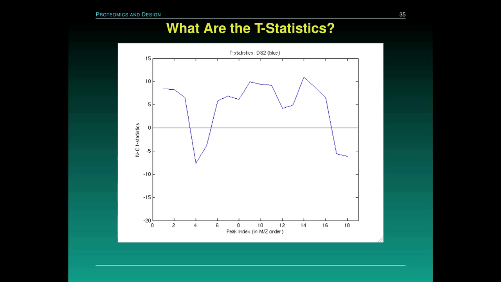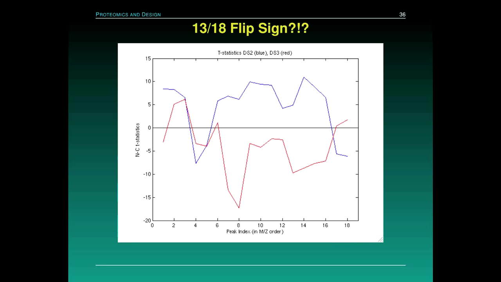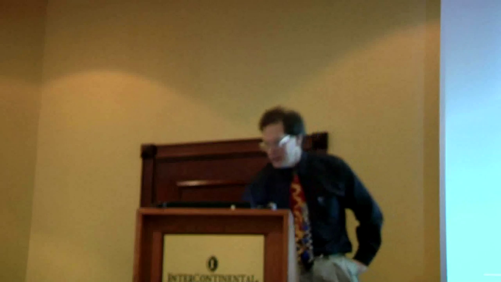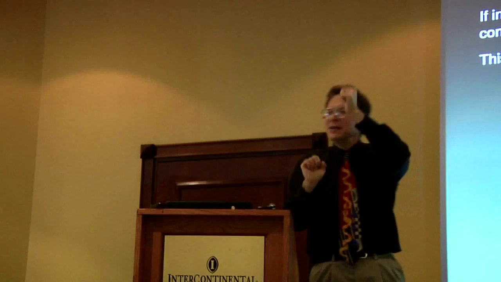Now they got it to work for both of them. So what do the t-tests look like for data set 3? Well, they're still big, but there's this minor difficulty that for 13 of the 18, the t-test has flipped sign. It's gone from positive to negative or vice versa. Now, what does a sign flip mean? Well, it means that in one group, it was higher in cancers than in controls, and in the other group, it's higher in controls than in cancers. We think this would be a difficult signature to use clinically.